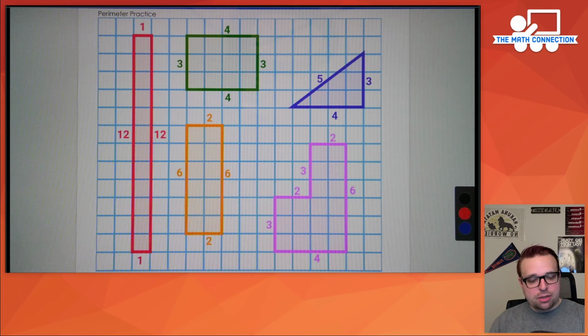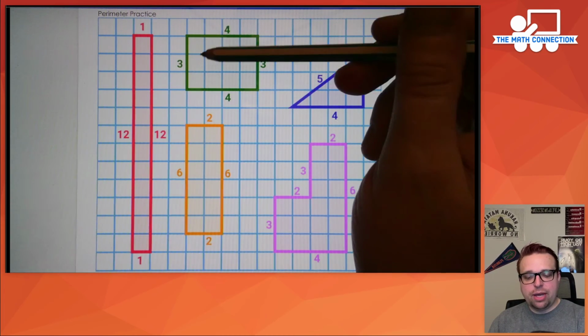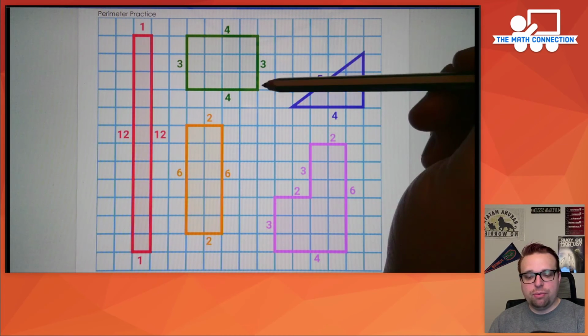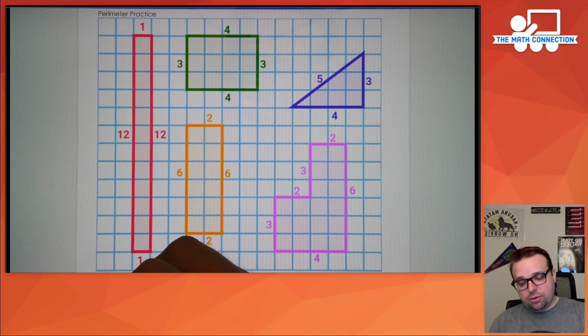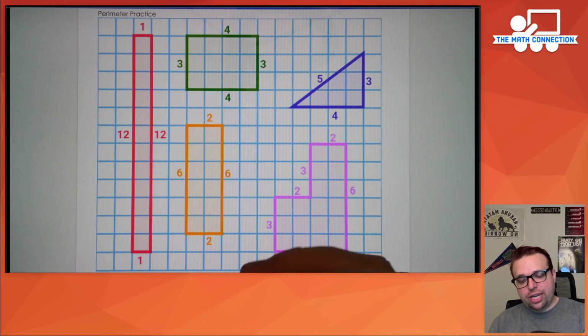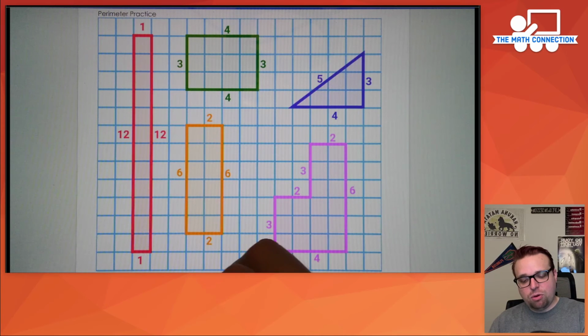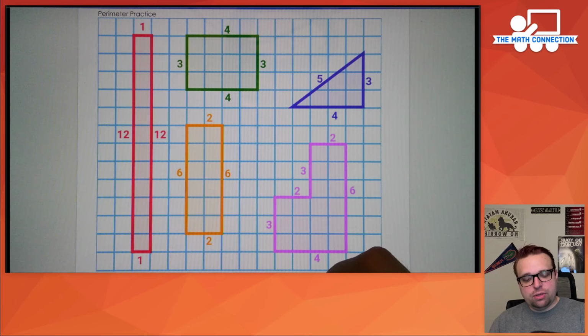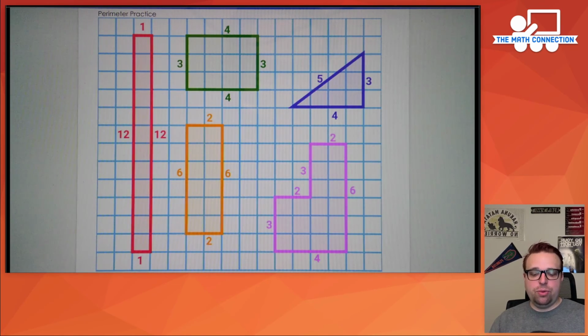Okay, let's use green for the green shape, and we have 3, 4, 3, and 4. So the green shape is going to just be 3 plus 4 plus 3 plus 4, and that gives me 14. I know that because 3 and 4 is 7, and I'm doing that twice.